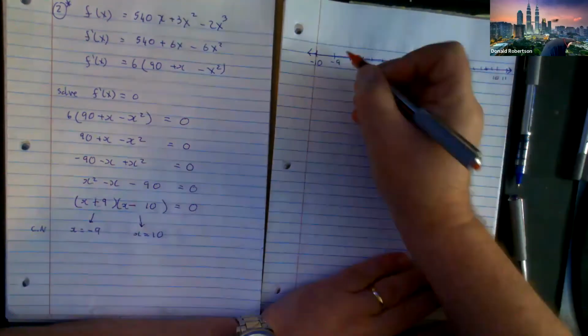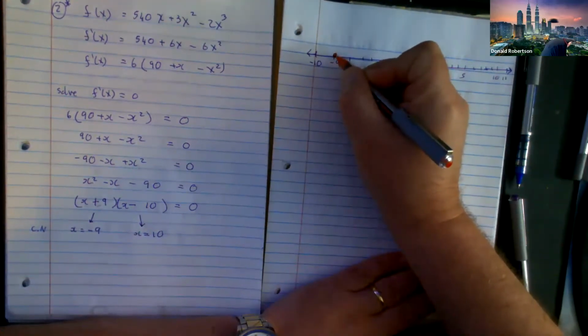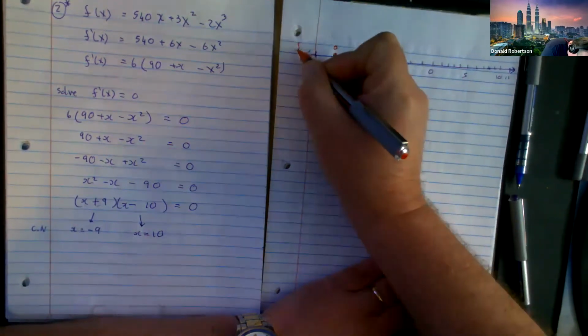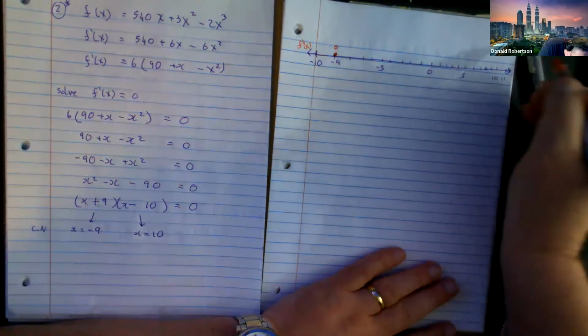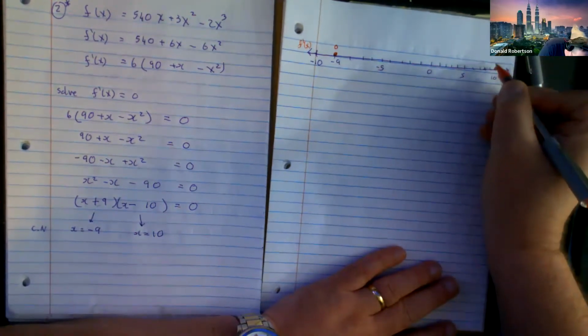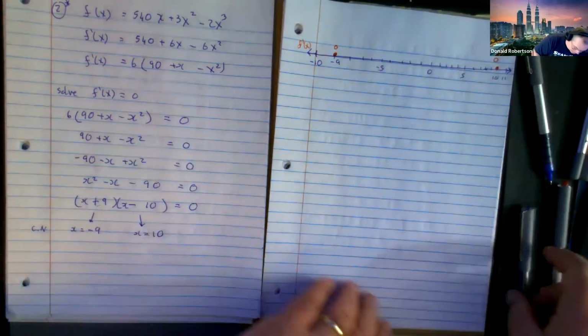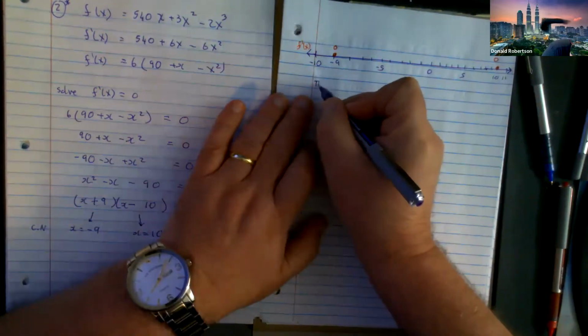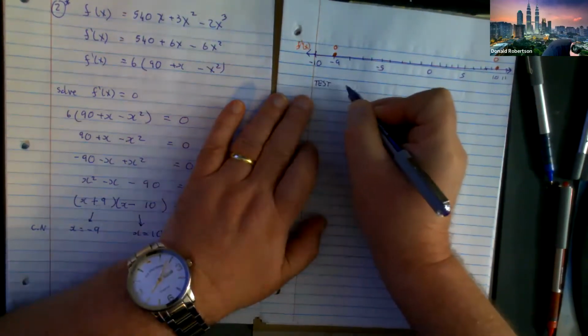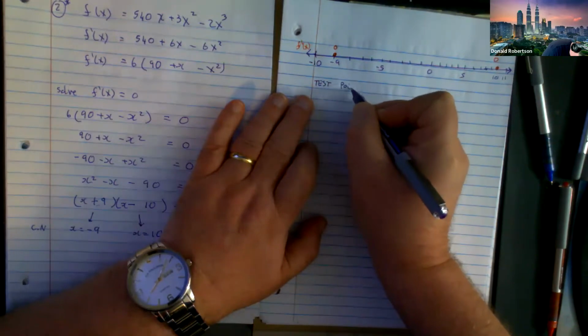At x equals -9, I put a little dot and a little 0 to remind me that the derivative is 0 at that point. And then way over here, another 0. And what I do now is pick some test points.